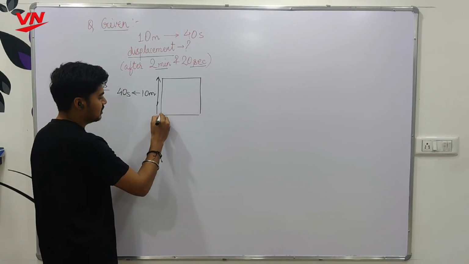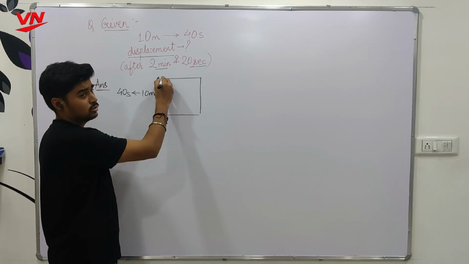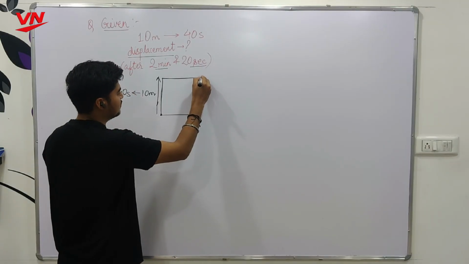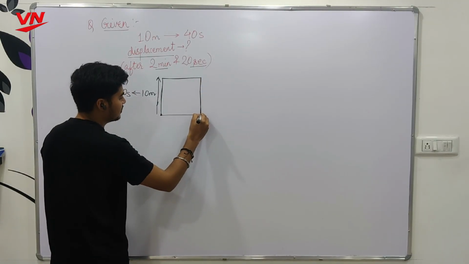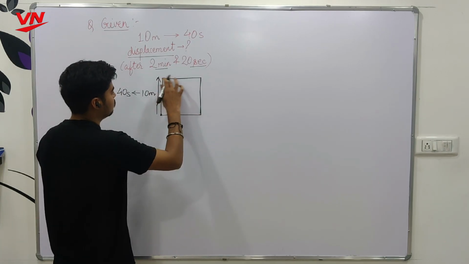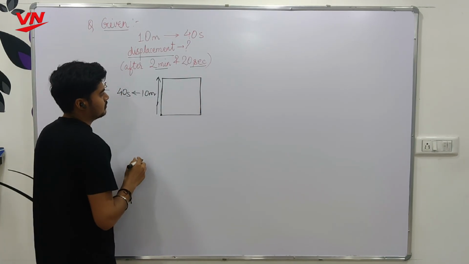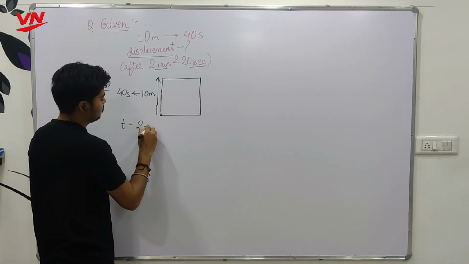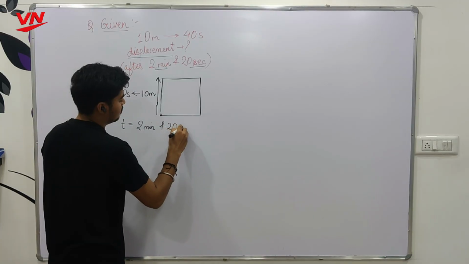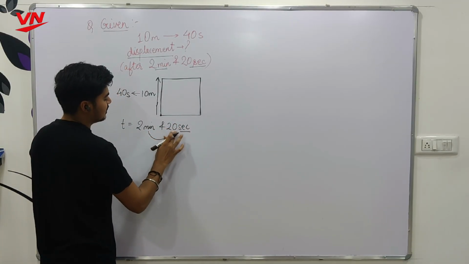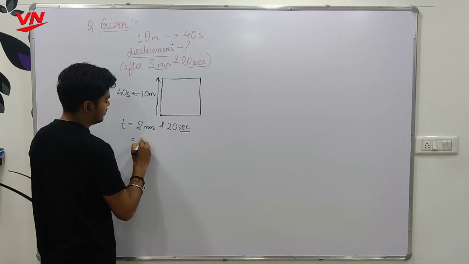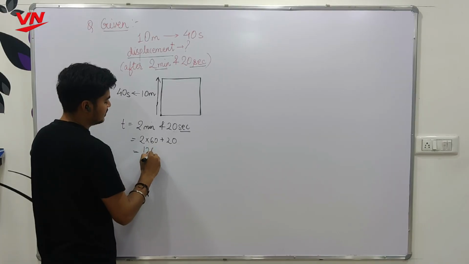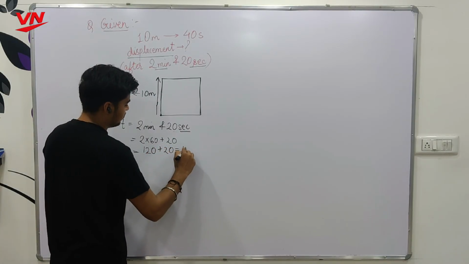For example, if you are starting from here, after 40 seconds you will be here, you will complete 10 meter. After 80 seconds you will be here completing 20 meter. After 120 seconds you will be here somewhere completing 30 meter. Sorry, 40. So basically the time is 2 minutes and 20 seconds. If I want to convert this minute into second, what will I do? 1 minute is equal to 60 seconds. Multiply by 60 plus 20, in seconds only. 120 seconds plus 20 seconds, I will get 140 seconds.